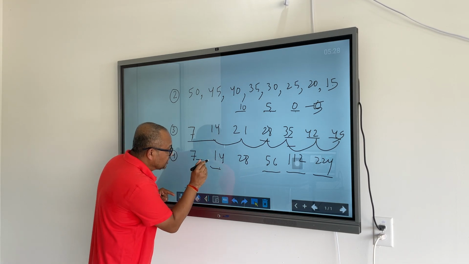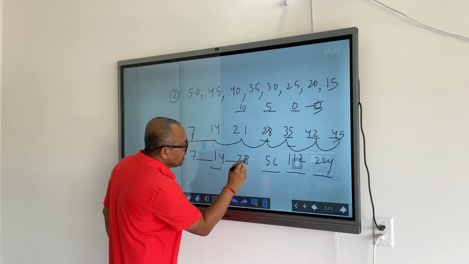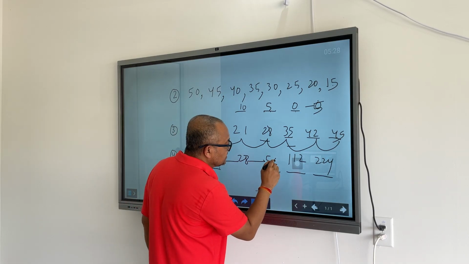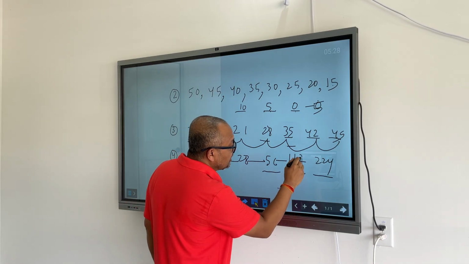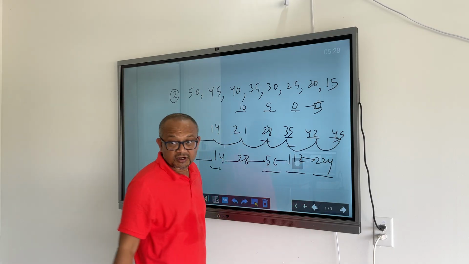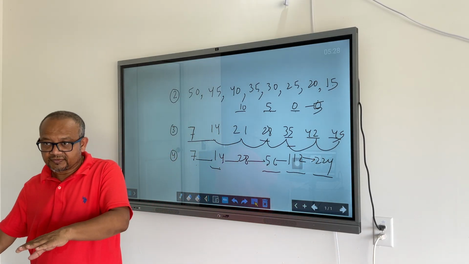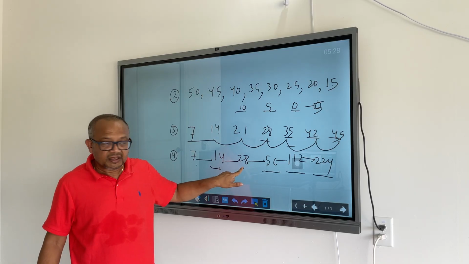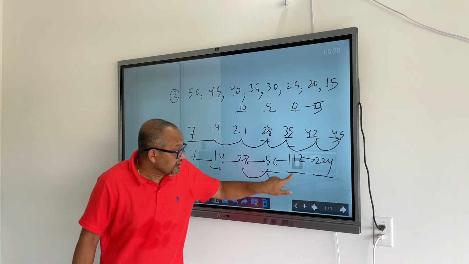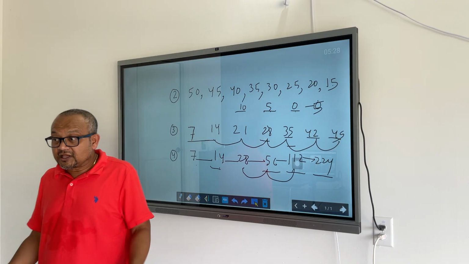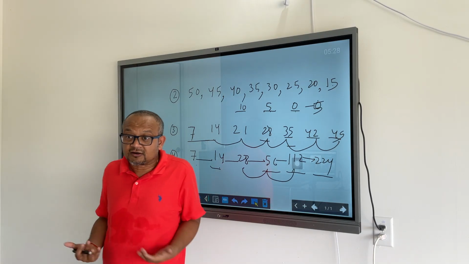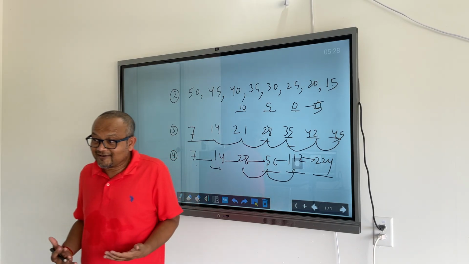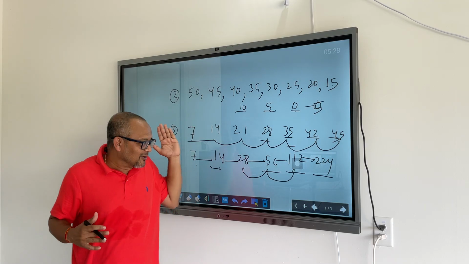Let's see. 7 times 2 is 14. 14 times 2 is 28. 28 times 2 is 56. 56 times 2 is 112. 112 times 2 is 224. This is where it will take time. When you think up to here, you will see. After that, you have to multiply, and you have to multiply that quickly. You cannot keep looking at me, whether I have taken a bath or not. That is not important. You have to do this calculation.